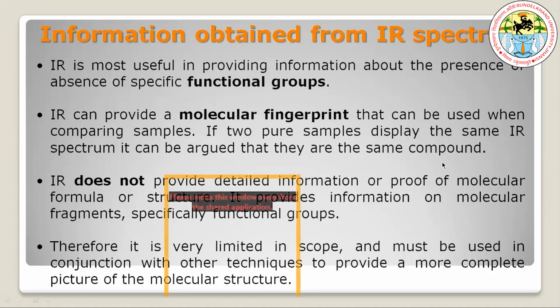So, what information do you obtain from your IR spectra? Number first, IR is most useful in providing information about the presence or absence of specific functional groups. So, whenever you would like to find out what kind of functional groups are present in your molecule, you do IR spectroscopic analysis of your sample. IR can provide a molecular fingerprint that can be used when comparing samples. If two pure samples display the same IR spectrum, it can be concluded that they are the same compound.